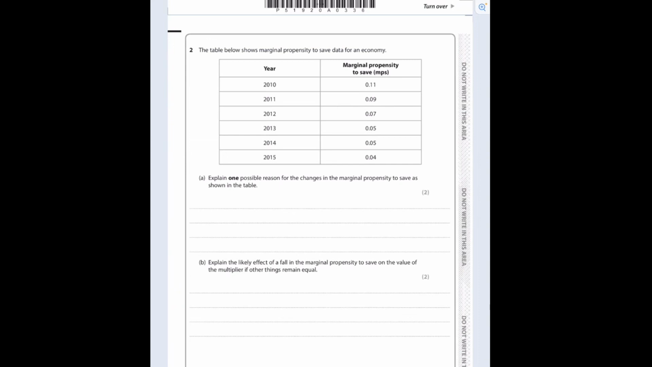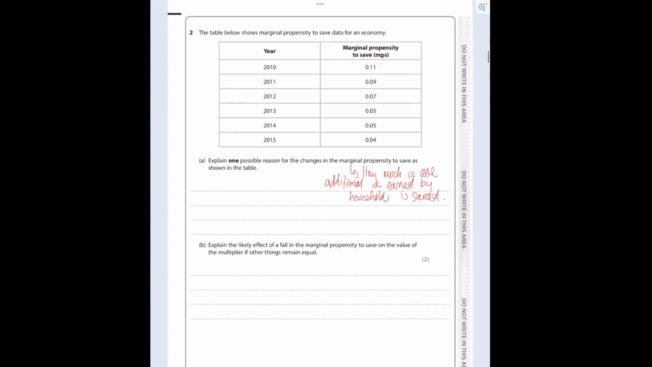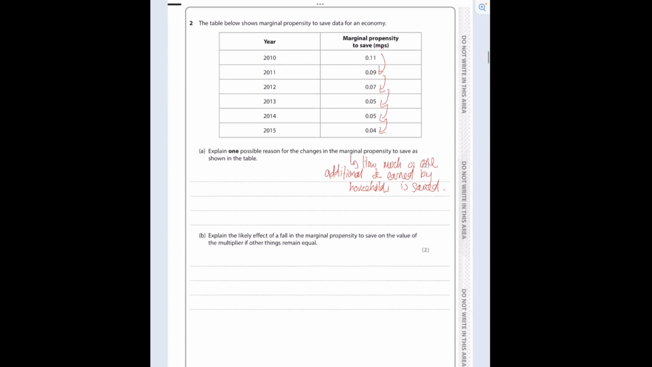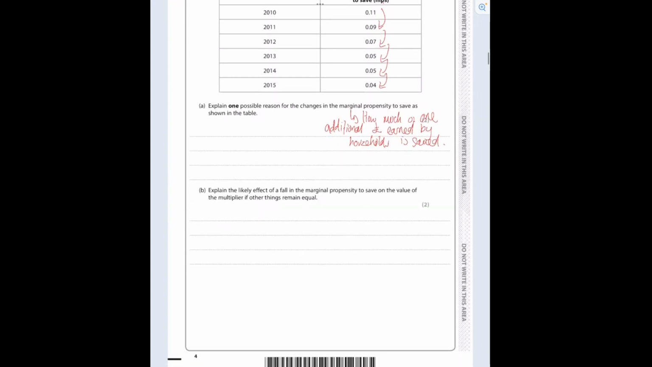Explain one possible reason for the changes in the marginal propensity to save as shown in the table. So marginal propensity to save is just how much of one additional pound earned by households is saved. Okay, so you can see here that saving is decreasing each year. So what they're saying is that in 2010, for every extra pound you earn, you would save 11p basically. And in 2015, it was 4p.